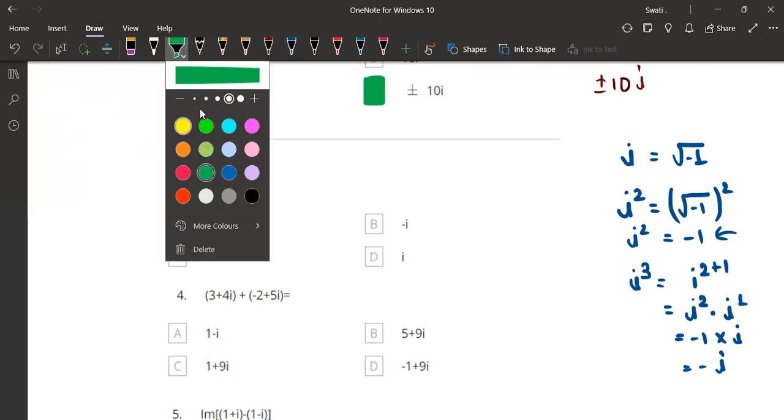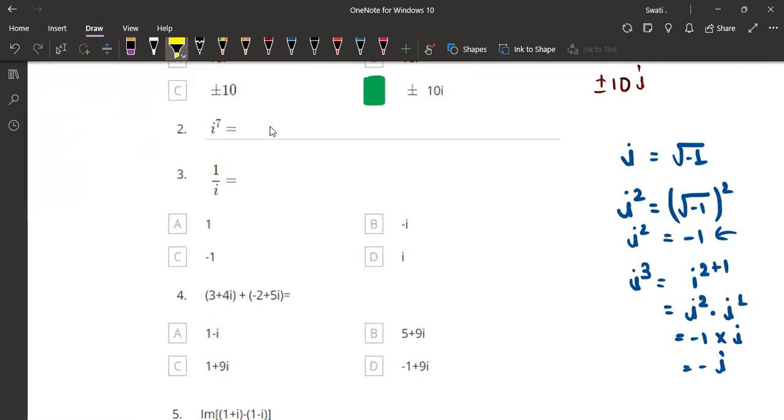I'll just write down and highlight these values. First is i, that is root over minus 1. Second is i square, that is minus 1. And third is i cube, that is minus i. And we need to find one last, that is i raised to 4. We don't have to find i raised to 5 and so on, because all the values after 4 we can find out by just using these 4 things.